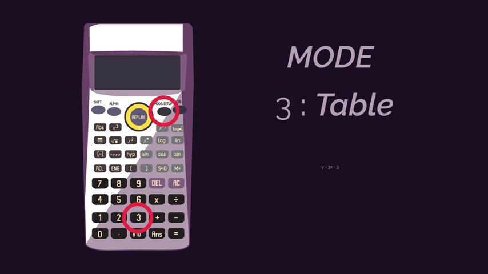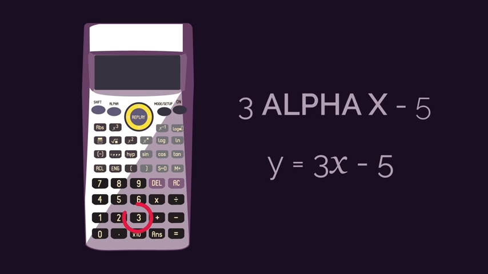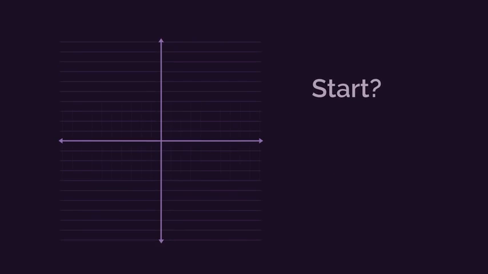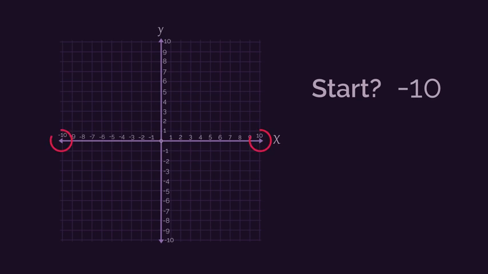So let's enter y equals 3x minus 5. 3, alpha, x, minus 5. Enter. Let's start at -10 and end at 10, because that suits our graph. But you could have any starting and finishing x values.